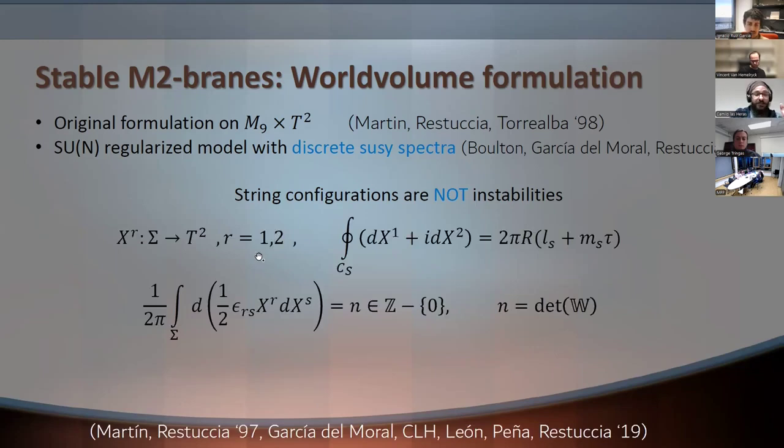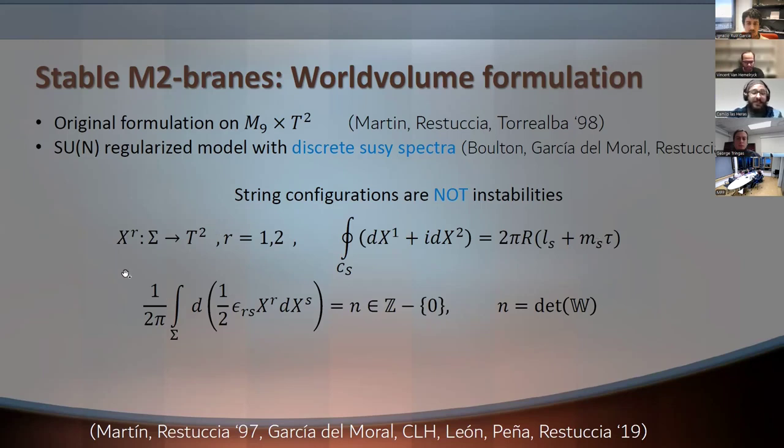So this can be understood in the following way. We have the embedding maps, which are maps from the worldvolume to the torus of the target space. We have a standard winding condition, which basically ensures the mapping onto the torus of the target space, where R and tau are moduli of the torus, and L and M are entries of a winding matrix.